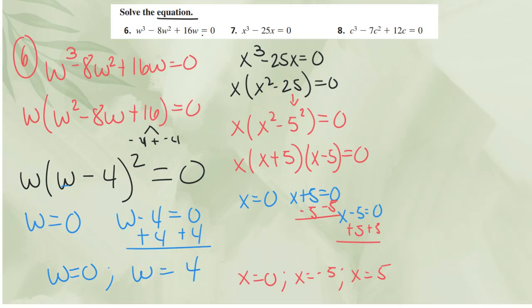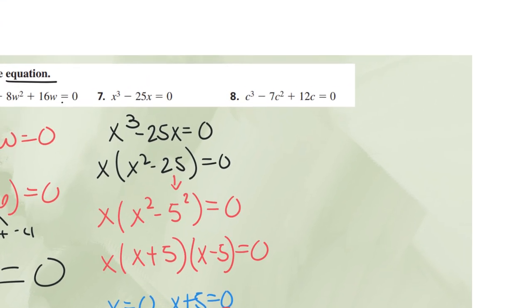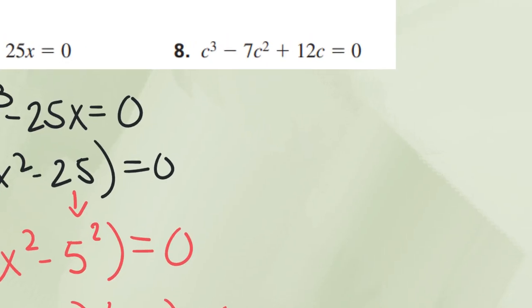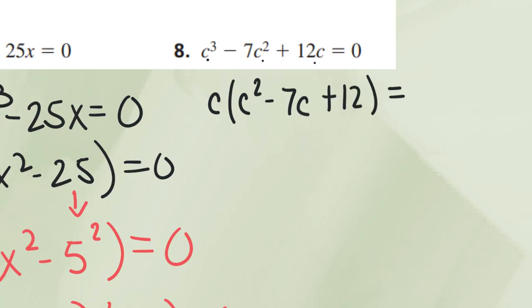And 8, without rewriting it, I can see that I could take away c, correct? So I'm going to have c on the outside. I'm left with c squared minus 7c plus 12 equals 0. If c is positive, which is the positive 12 here, that means that both of them are going to be negative inside, so I'm not going to end up with a square.